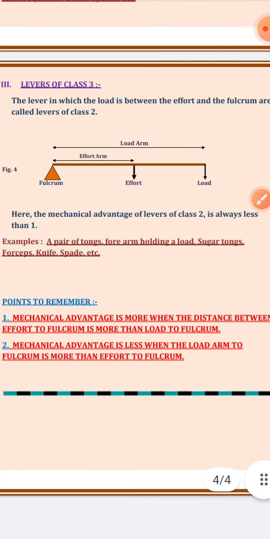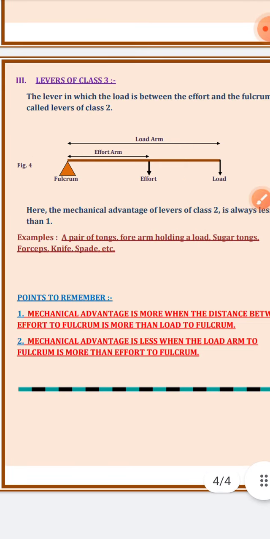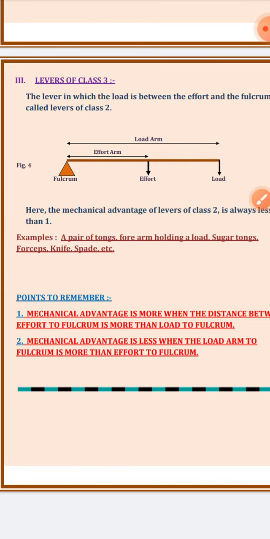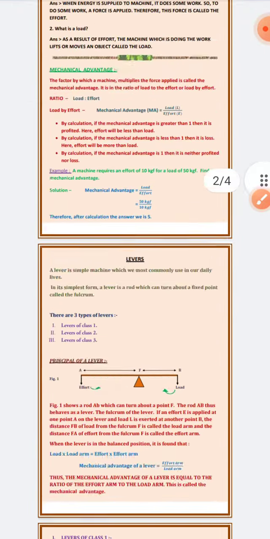So what is it written here? Mechanical advantage is more when the distance between effort to fulcrum is more than the load to fulcrum. Mechanical advantage is less when the load arm to fulcrum is more than the effort arm to fulcrum.